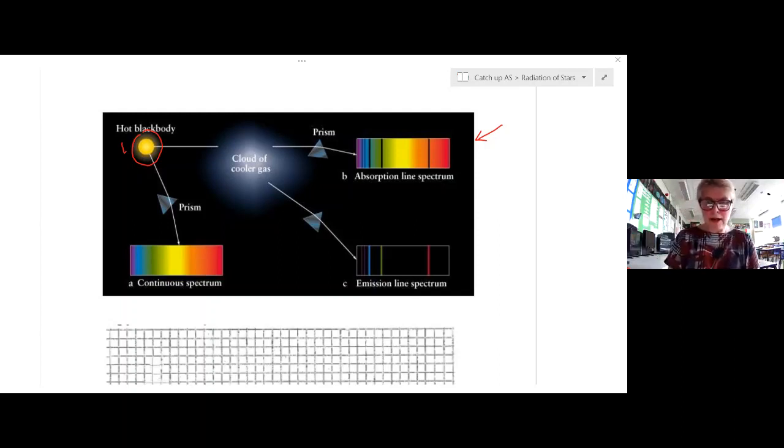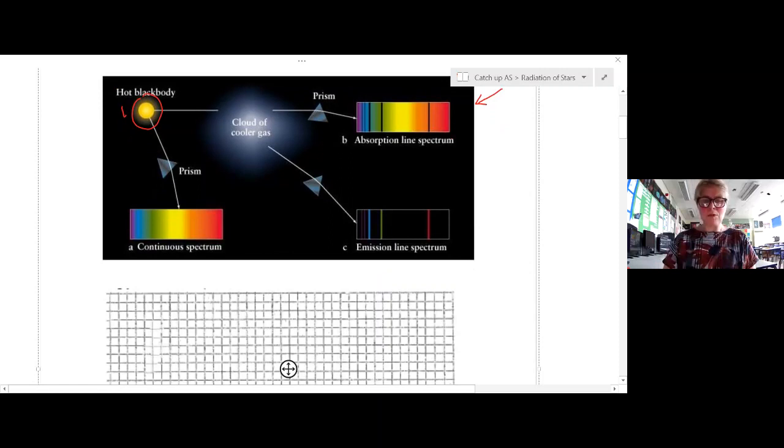And these black lines give us a fingerprint. It gives us details about the chemical composition. So we haven't had to go anywhere to get that information by just analysing the white light.